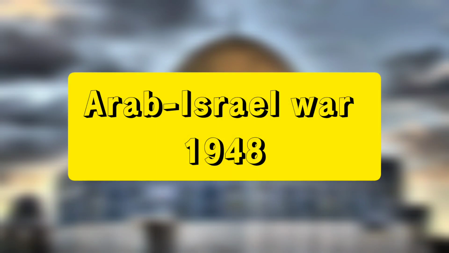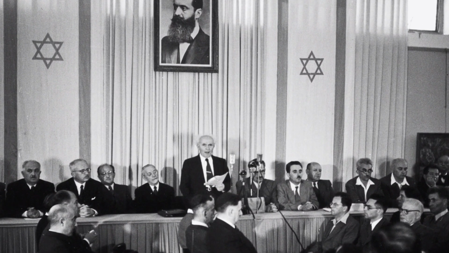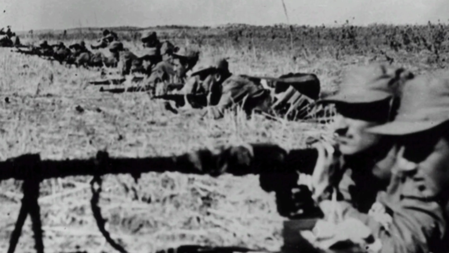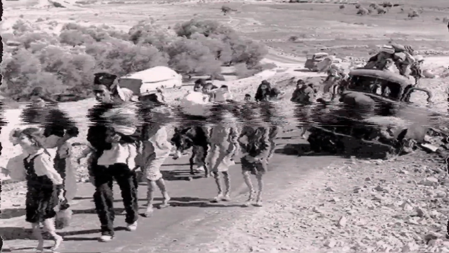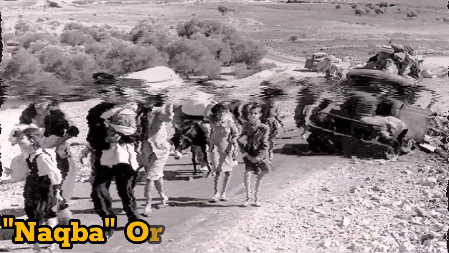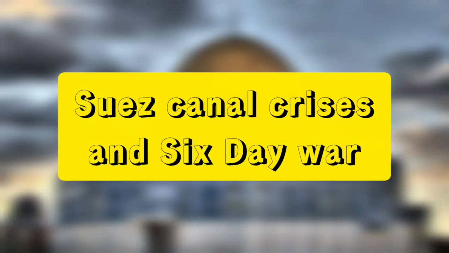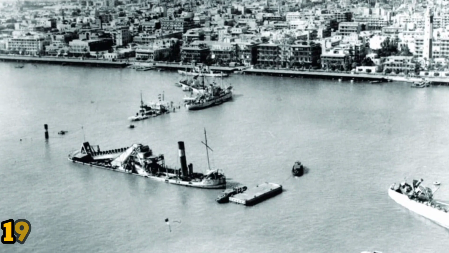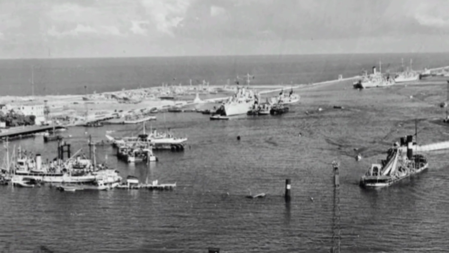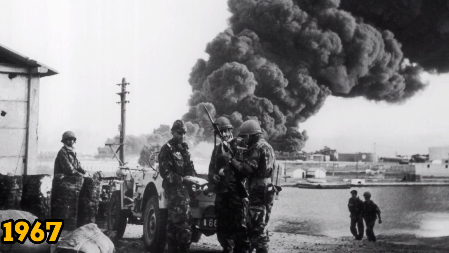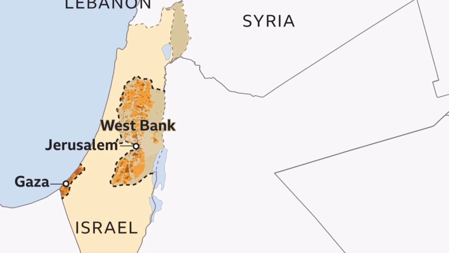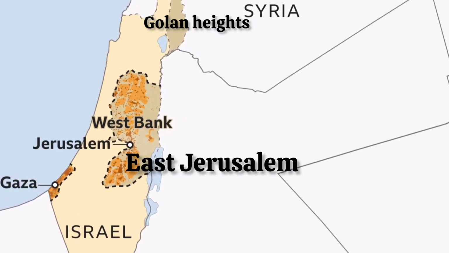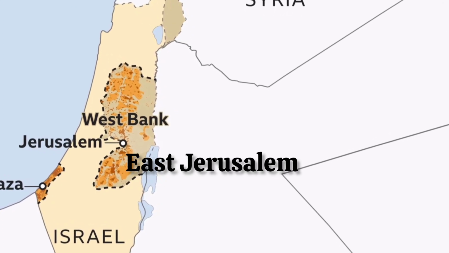Arab-Israeli War of 1948. In 1948, Israel declared independence, triggering the Arab-Israeli War. This conflict resulted in massive displacement of Palestinians, creating what they refer to as the Nakba, or the catastrophe. The Suez Canal Crisis and Six-Day War. Tensions escalated in 1956 during the Suez Canal Crisis, and the 1967 Six-Day War further reshaped the region. Israel's occupation of the West Bank, Gaza Strip, Golan Heights, and East Jerusalem led to enduring challenges.